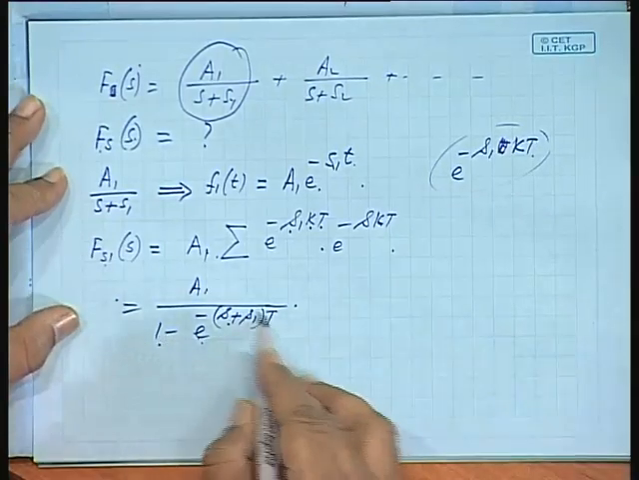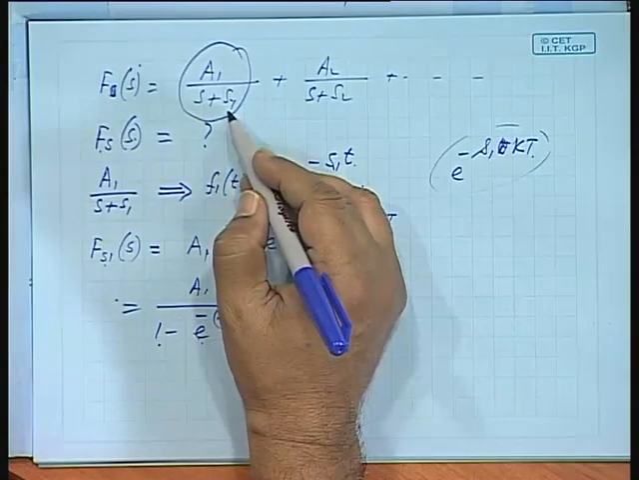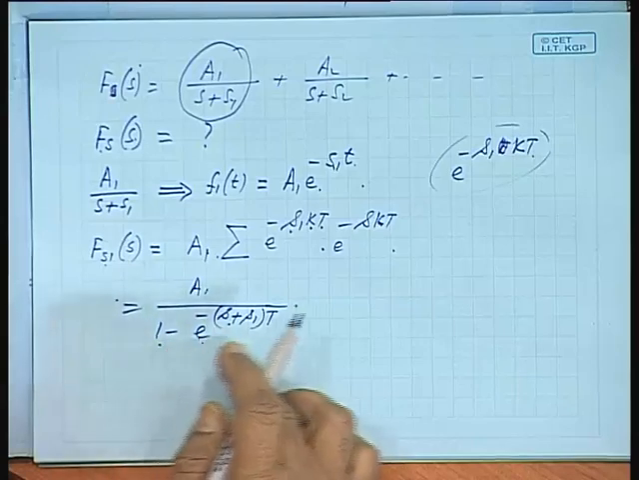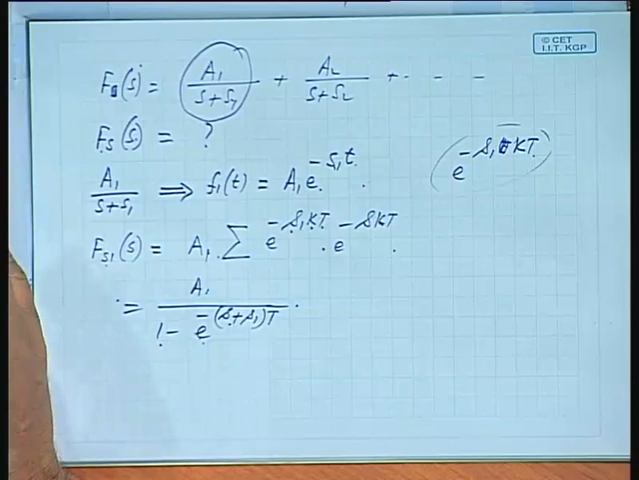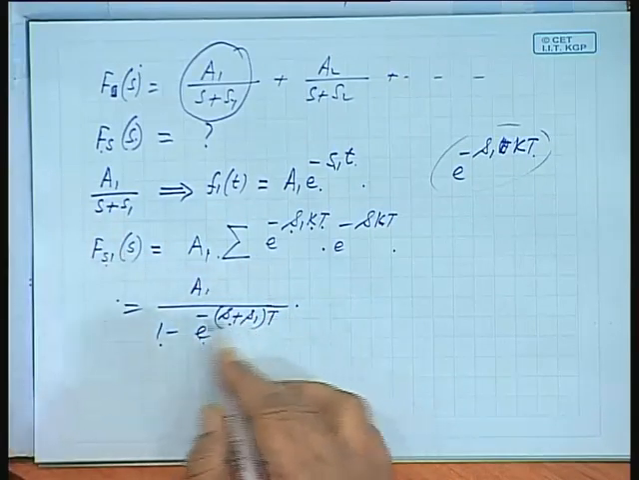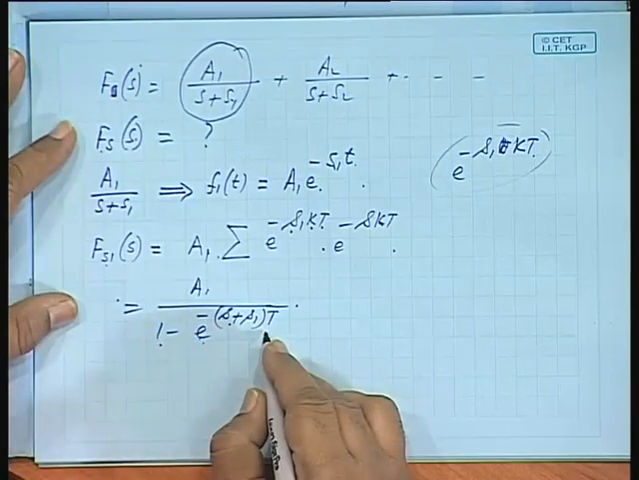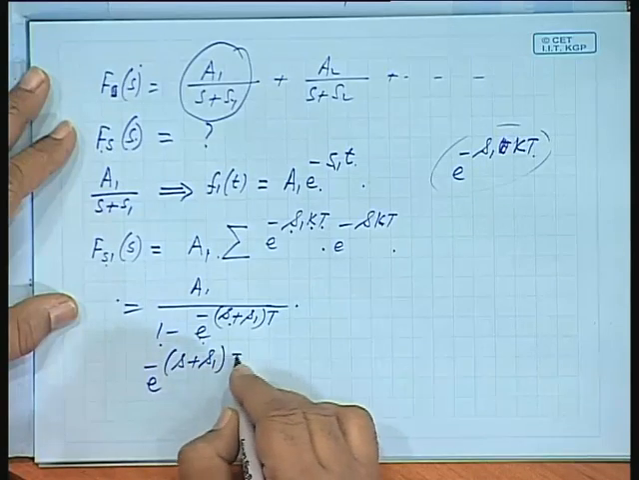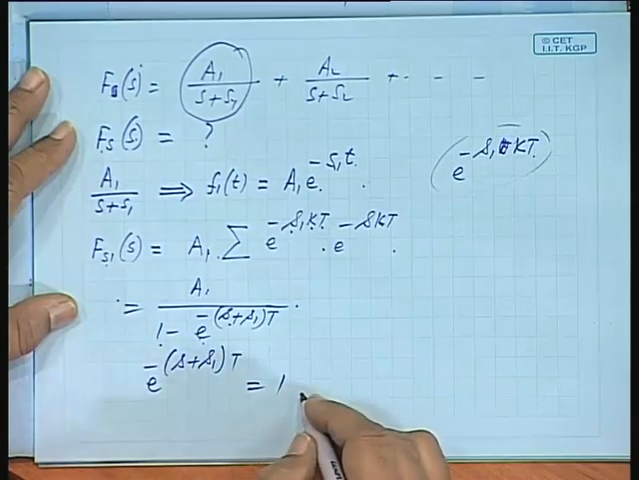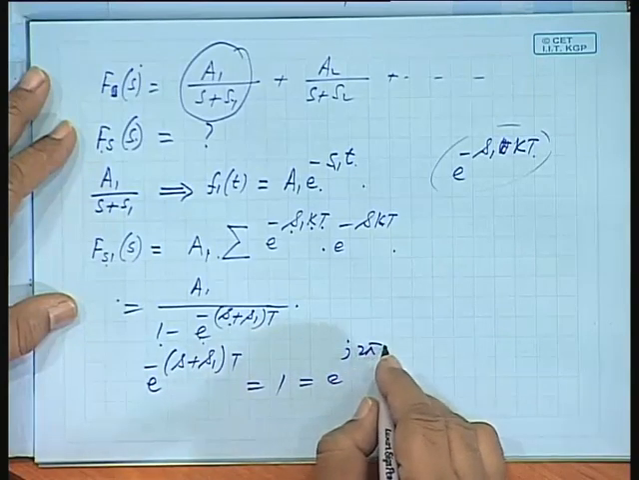So, what are the roots of this? What are the poles of this? That means corresponding to a pole at S equal to minus S1, the set of poles that will be generated here will be the poles for the discretized function. So, we are trying to find out the poles of this. So, equate this to 0. So, e to the power minus S plus S1 into t is equal to 1, all right, is equal to e to the power j 2 pi n.